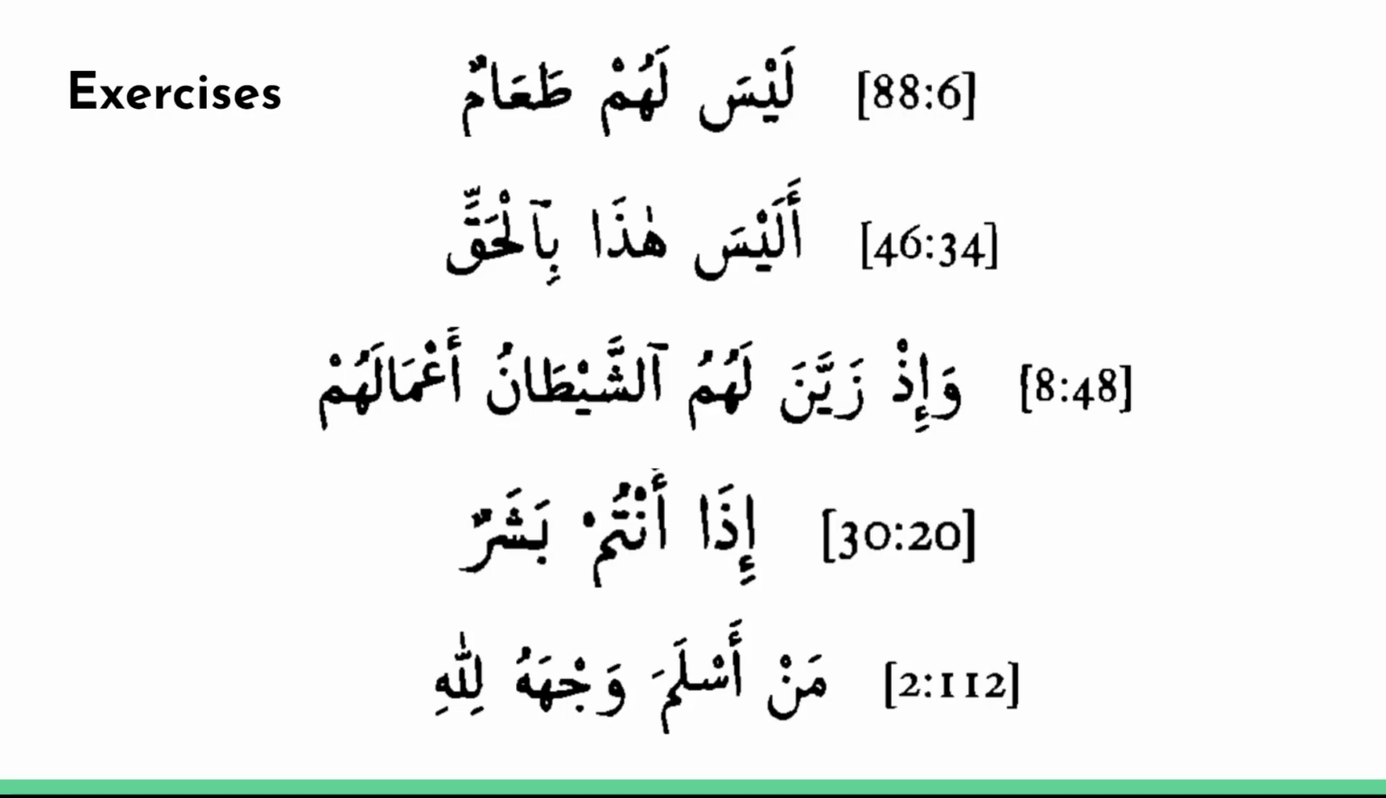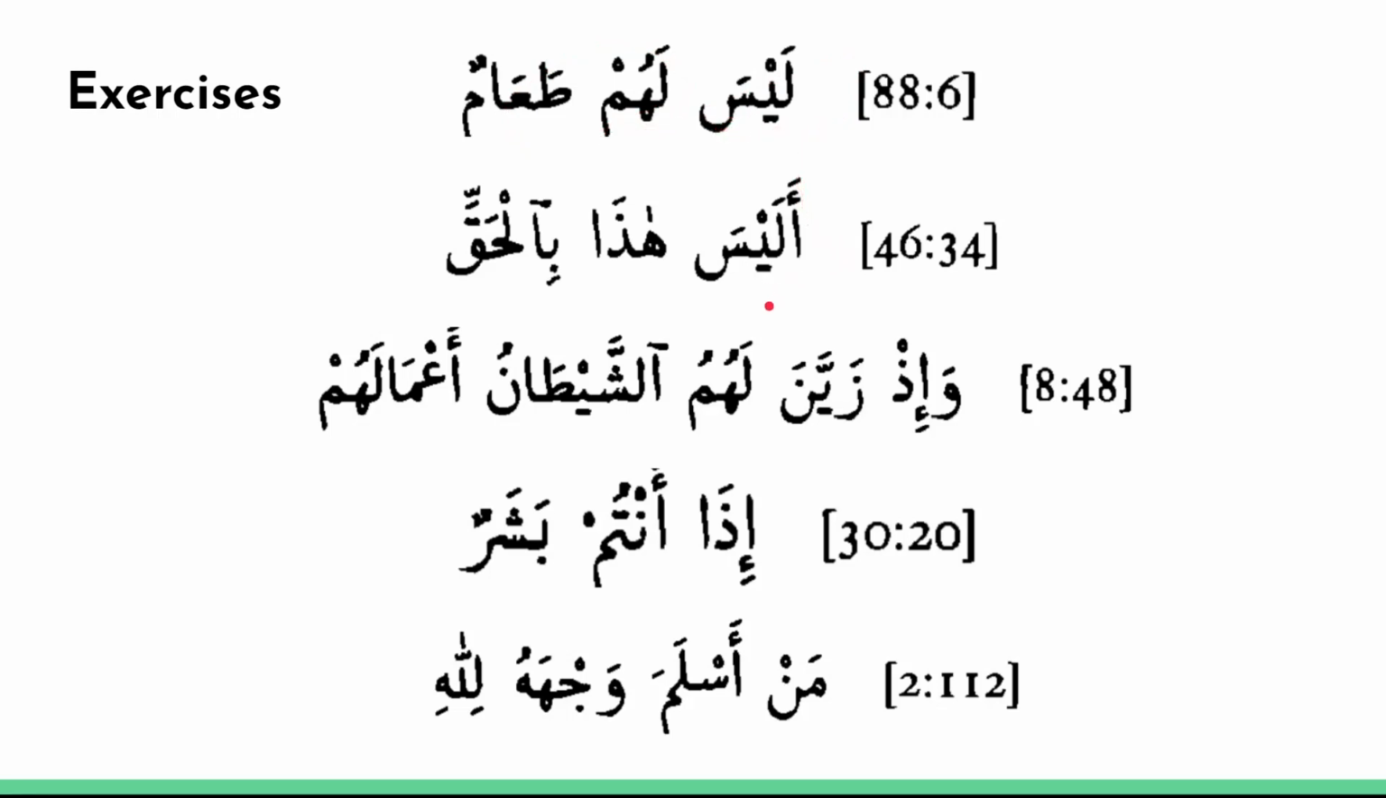The first one, ليس لهم طعام. So if you see the word laysa, it's good to just ignore the word for a moment and see what the translation would be without it. لهم طعام, they have food. ليس لهم طعام, they don't have food. It's just an is not.